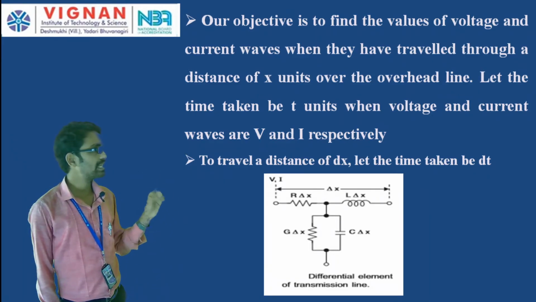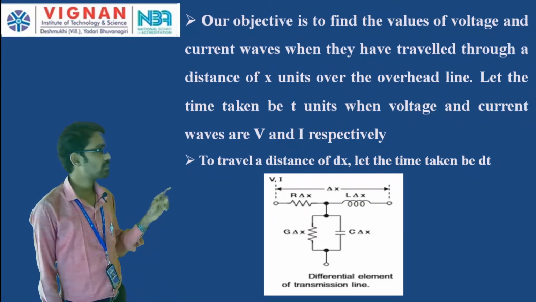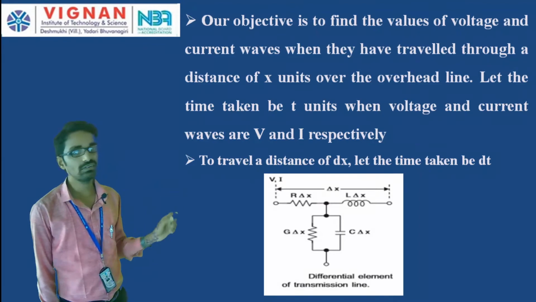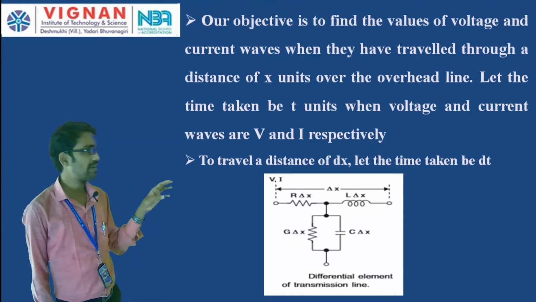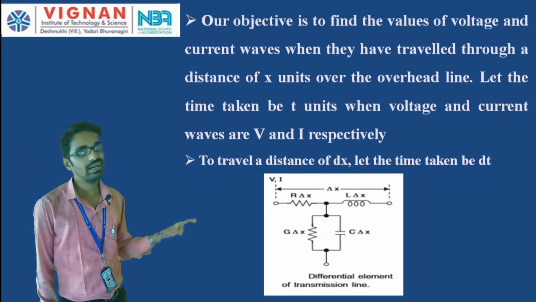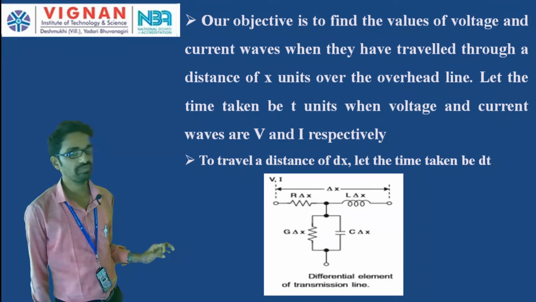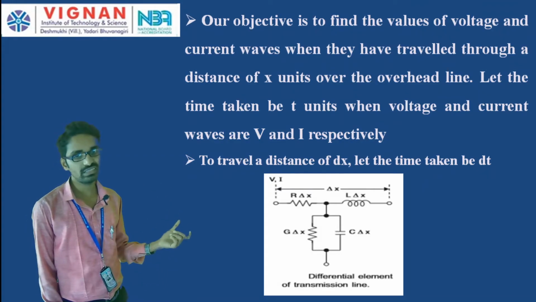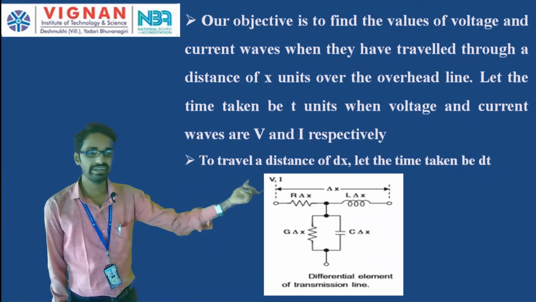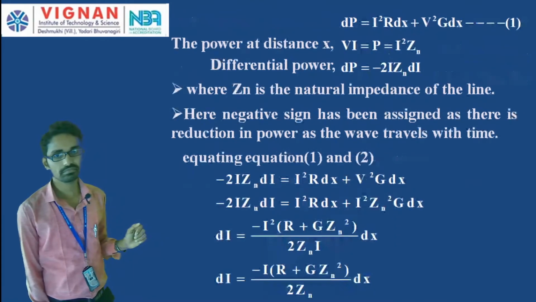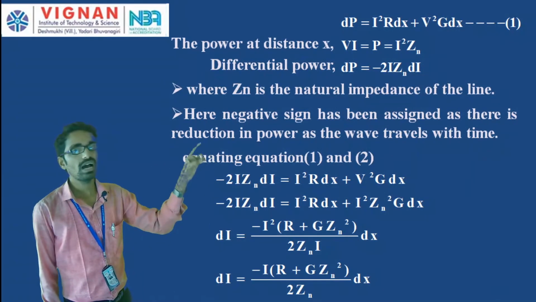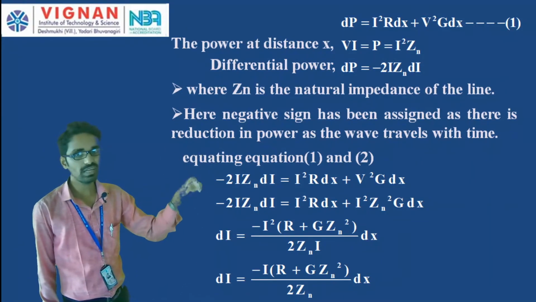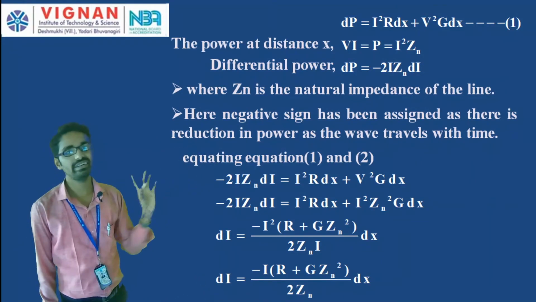So let the time taken be t units when the voltage and current waves are V and I respectively. To travel the distance of dx, let the time taken be dt. Let us consider that the time taken is dt and the travelling distance is dx, as in the figure. So here the differential power, that is dP, is equal to I square r dx plus V square g dx.